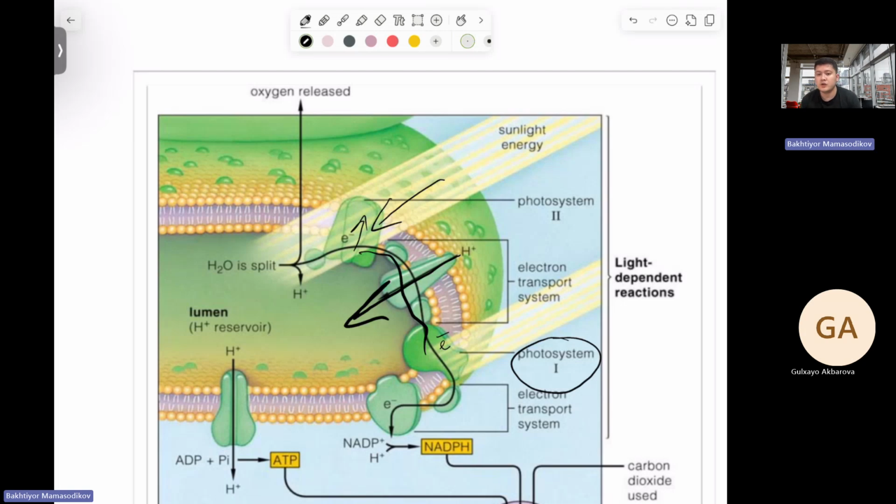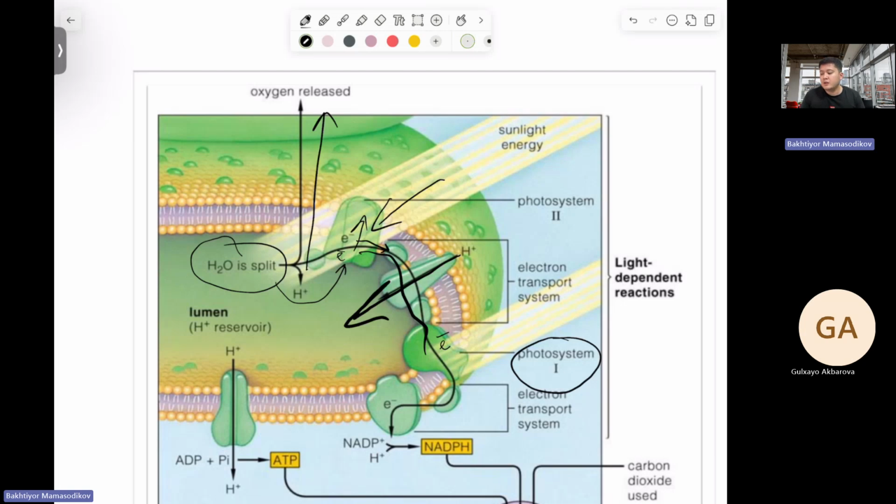To fill the electrons, water is splitting. This is called photolysis. This replaces the electrons lost from the chlorophyll, because this chlorophyll is losing its electrons by moving them to the electron transport chain. We should put the electrons here again by splitting the water molecules. But when we split, the oxygen will be released. Oxygen is going out.